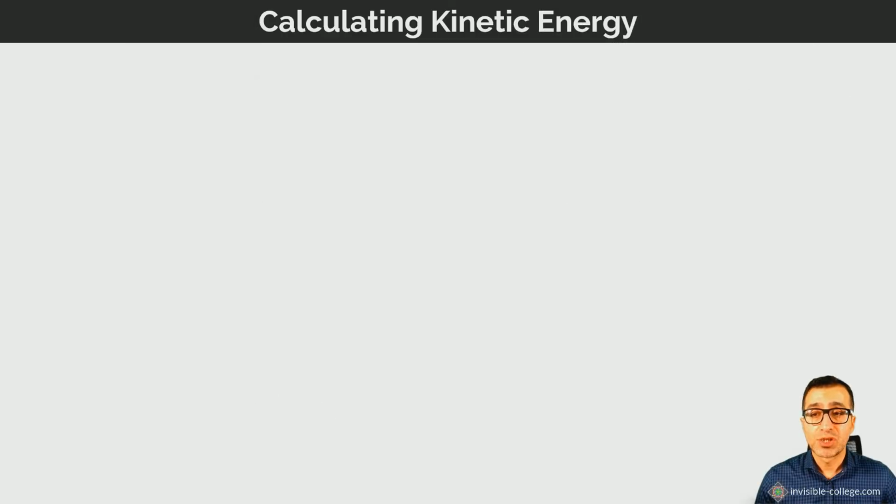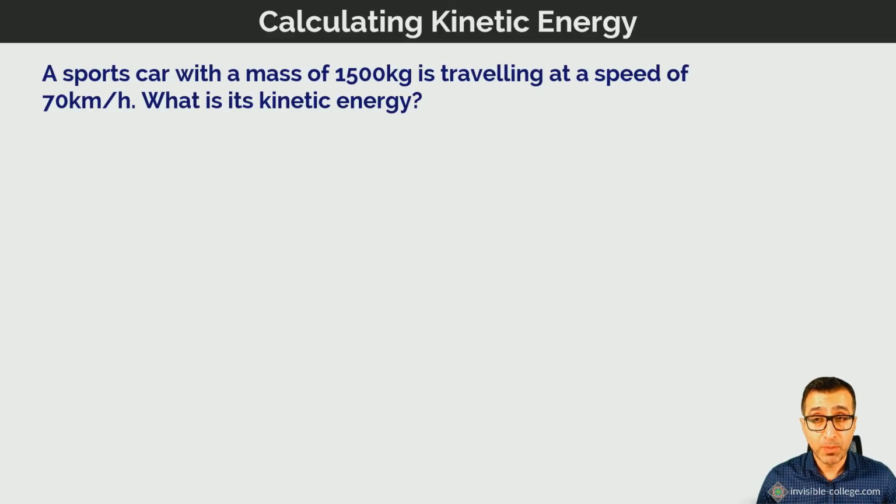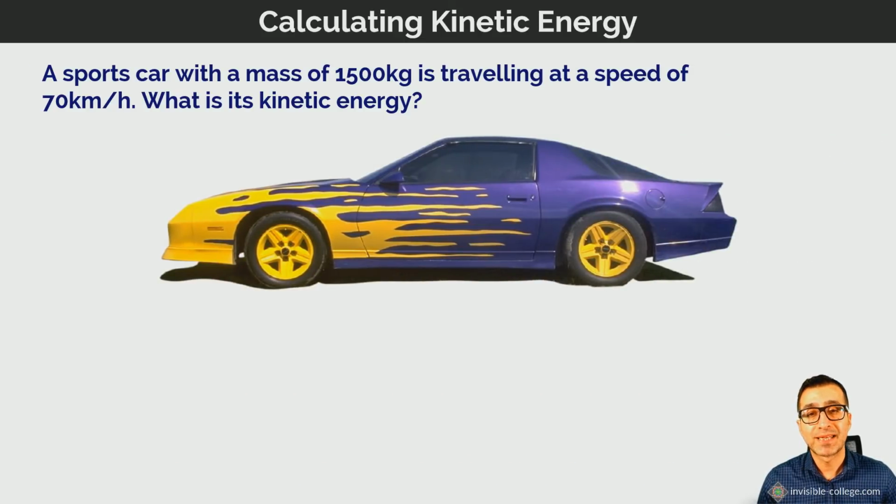So a word on kinetic energy then to finish off here. The formula for calculating kinetic energy is something that you probably have encountered already. If you haven't encountered it, then we will look over it in a moment, but I'm going to ask this question, see if you guys can answer this question here. So we have a sports car with a mass of 1,500 kilograms, and it's traveling at a speed of 70 kilometers per hour. Be careful with your units here. So what is its kinetic energy? So how would you calculate its kinetic energy?